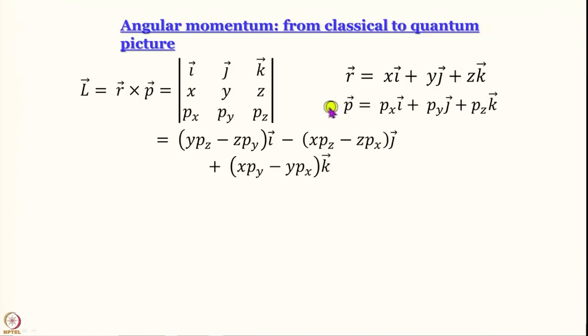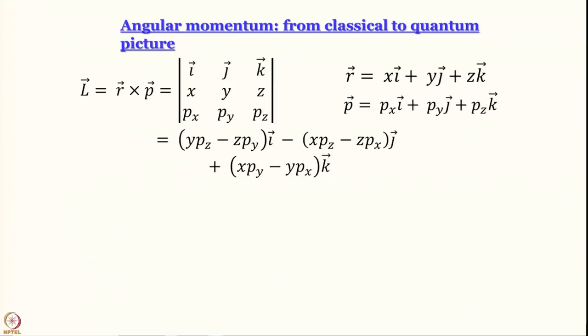So, xpy minus ypx. Okay, that is not the commutator. It is just two operators operating simultaneously. Well, one after the other. This is what we get.